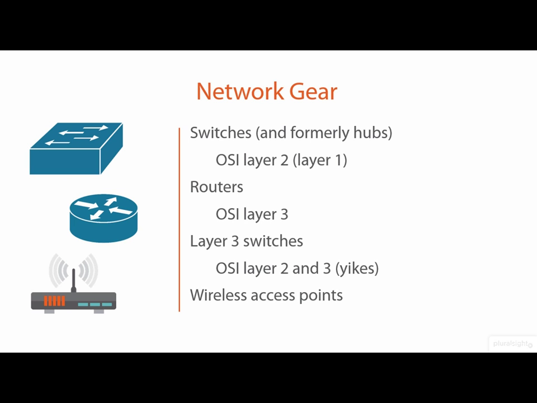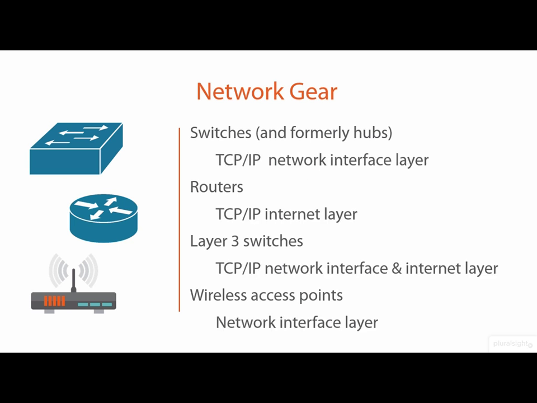Wireless access points we're going to use to distribute wireless signals. Wireless access points operate at layer 1, the physical layer, and layer 2, the data link layer of the OSI model. Now, if we take a look at this in the TCP/IP model sense, switches and hubs are operating at our network interface layer, routers are at the internet layer, and layer 3 switches are both at the network interface and internet layers. Wireless access points are at the network interface layer as well.